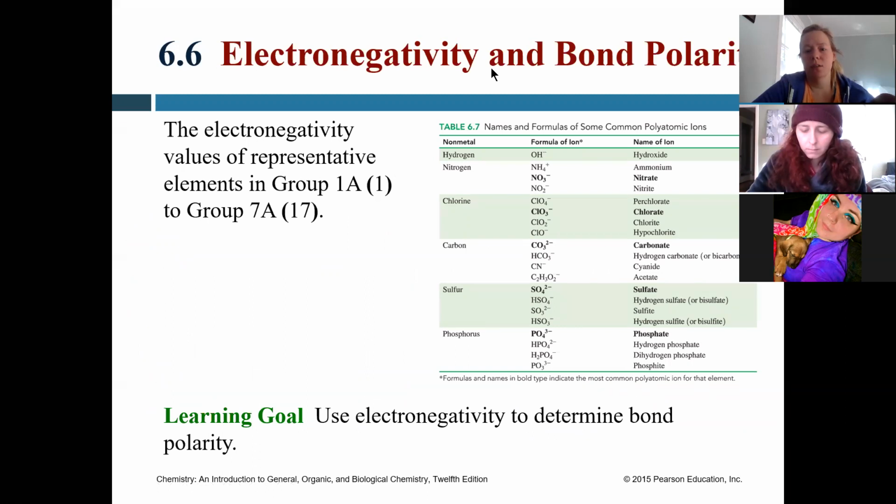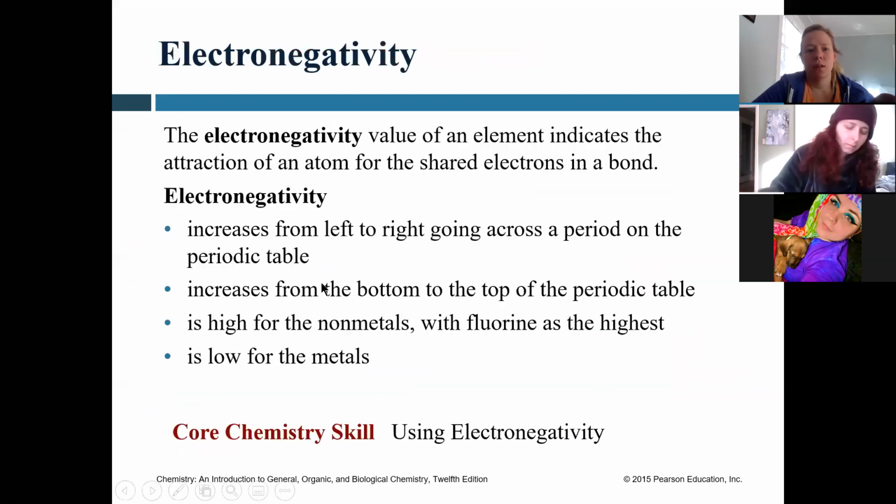Electronegativity and bond polarity. Electronegativity is a value that indicates how attracted an electron is, or how greedy something is. The higher the electronegativity, the closer the electrons will sit to it. It increases from left to right going across, and it increases from bottom to top. So the upper right-hand corner, where your helium is, has the highest electronegativity. The lower left-hand corner of your periodic chart has the lowest electronegativity.